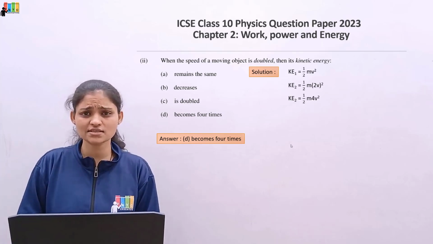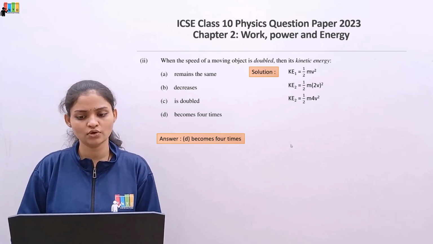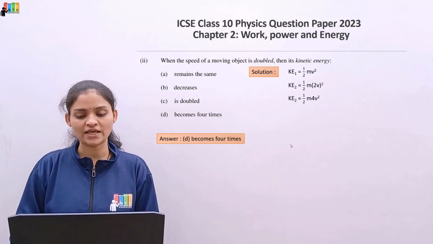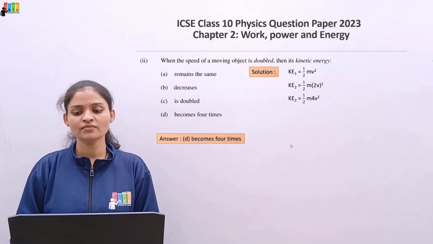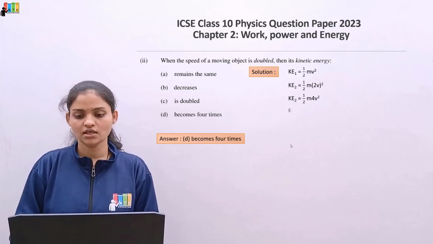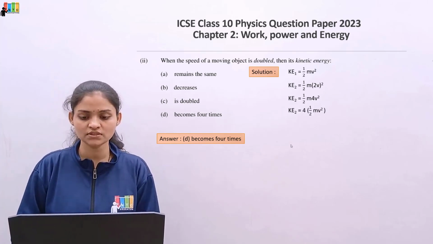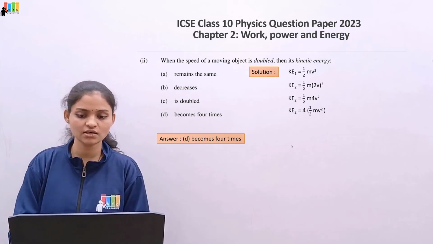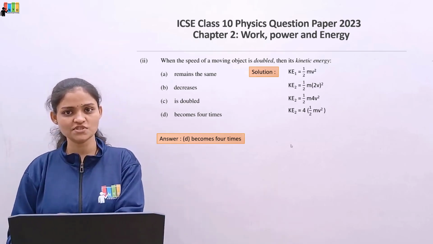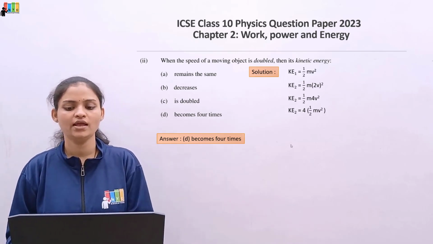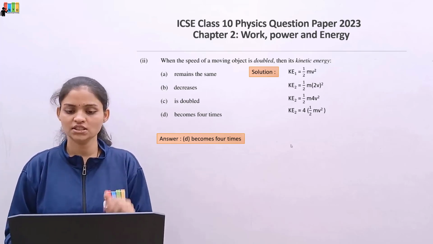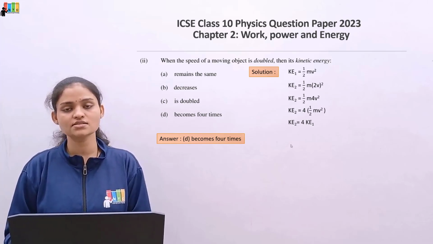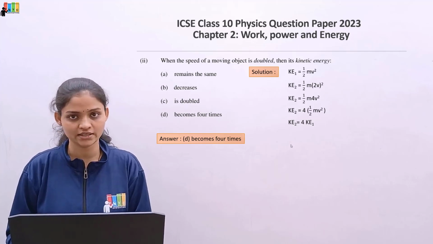So what is the square of 2v? 2 square is 4 and v square as it is. So Ke2, that is final kinetic energy, will be 1 by 2 m into 4 v square. If we take 4 outside, what is observed here? Ke2 is 4 times 1 by 2 mv square, and 1 by 2 mv square is the initial kinetic energy. So final kinetic energy is 4 times initial kinetic energy.